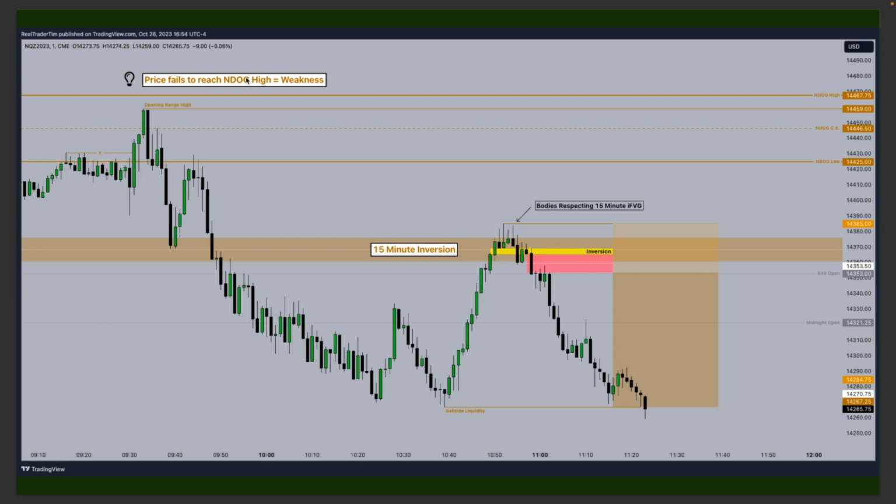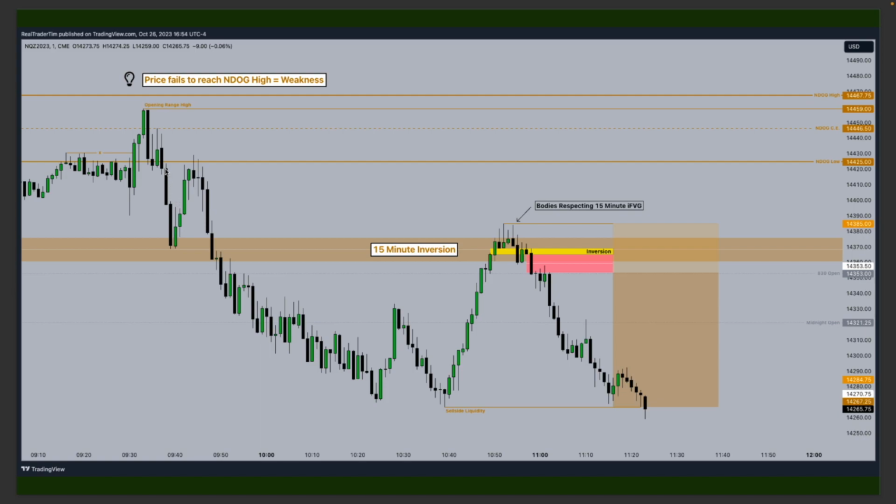That's the first signature from the algorithm that we are weak, right? We can't even reach the high of the New Day Opening Gap. So this was the Judas swing, and then we displace away from it. And see this green candle? This is NASDAQ as well, but this is one tick off from the New Day Opening Gap CE. So it got just short of the CE, another algorithmic signature signifying that we're going to go lower, right?